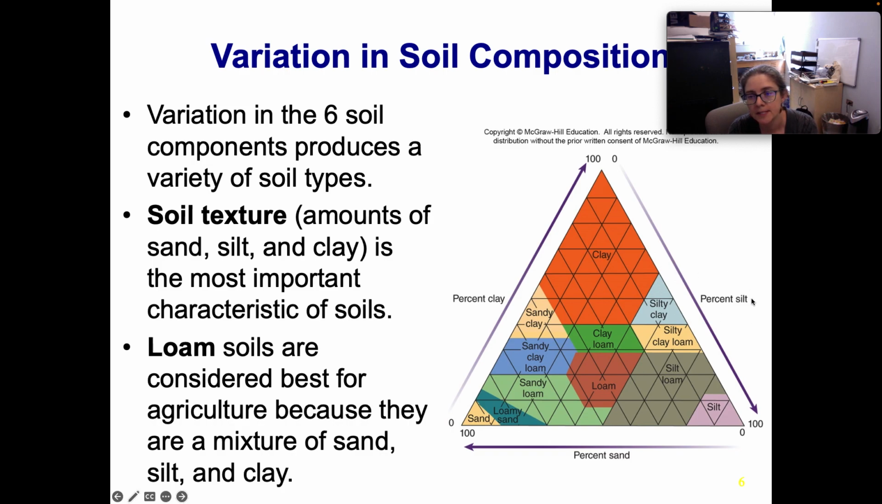So silt has an intermediate particle size. So having a mix of all three of these retains water to some degree, but not so much that it's going to damage roots. And it keeps the water long enough that plants can soak it up. So that's the reason why loam soils are so important for agriculture.